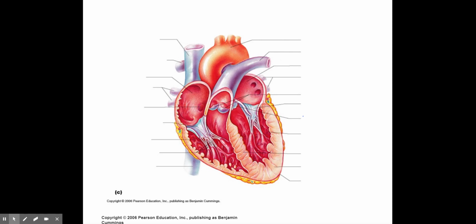Next one down here is pointing to this strip that runs down the center of the heart, which actually divides the heart into right and left sides. So this is our septum. I think there's a specific name for it. Let me give it to you here. I'm looking for it in our word bank. Intraventricular septum. A lot of times I just refer to it as septum, which is fine to do.